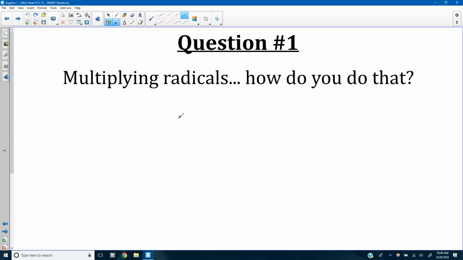The first question, question number 1: multiplying radicals, how do you do that? What does it mean to have them? Well, I'm going to start off with 2 properties for you, and I think it'll pretty much take care of all of it, but I'll get some examples done along the way, probably in some other questions as well.